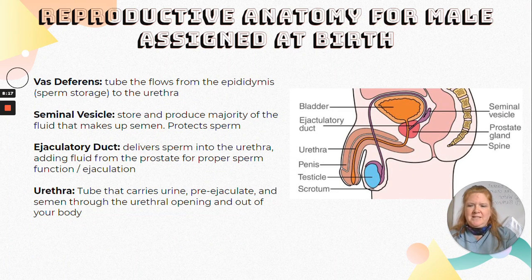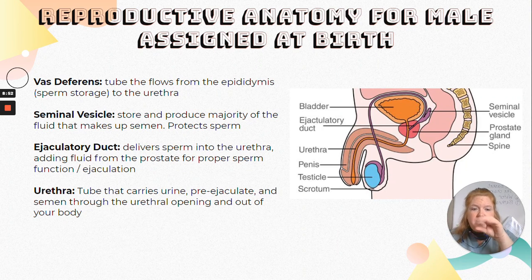We have the vas deferens that goes from the epididymis. So what's the epididymis? That's the sperm storage. You can see the epididymis is literally sitting on top of the testicle. And that's where sperm are stored and growing and getting ready and mature. And then as the body is preparing for ejaculation, the sperm will travel through the vas deferens. Also, that's the tube that's cut in a vasectomy. Well, actually both. So the vasectomy would cut both tubes, both vas deferens.